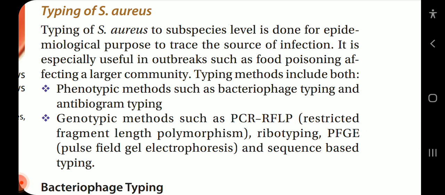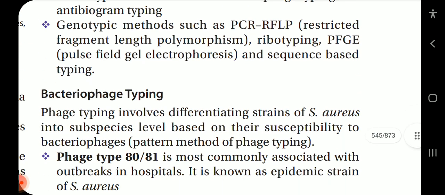Typing of Staph aureus. Typing of Staph aureus to subspecies level is done for epidemiological purposes to trace the source of infection. It is specially useful in outbreaks such as food poisoning affecting a larger community. Typing methods include both phenotypic methods such as bacteriophage typing and antibiogram typing, and genotypic methods such as PCR, RFLP, restriction fragment length polymorphism, ribotyping, PFGE, pulsed field gel electrophoresis, and sequence-based typing.